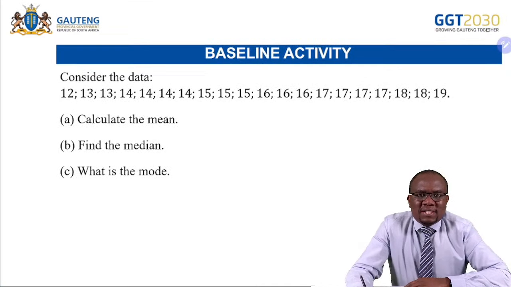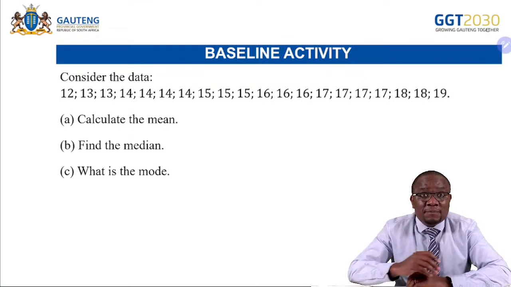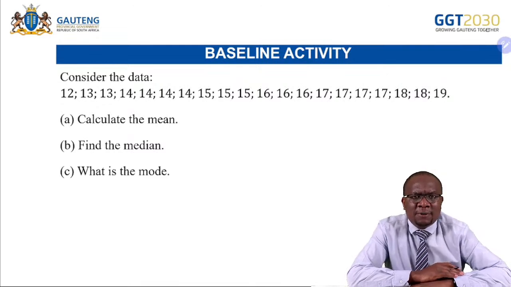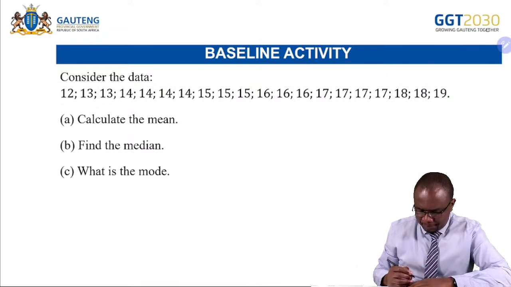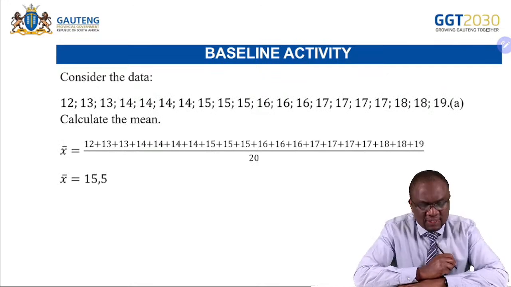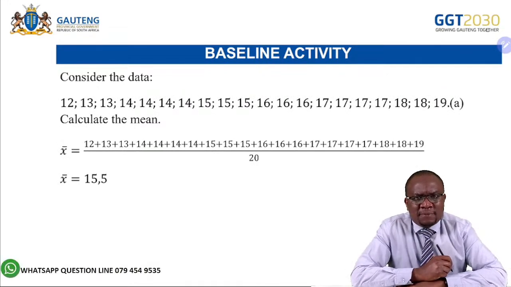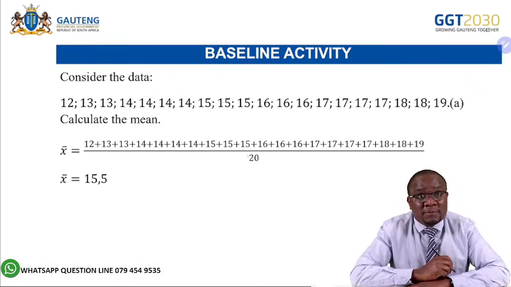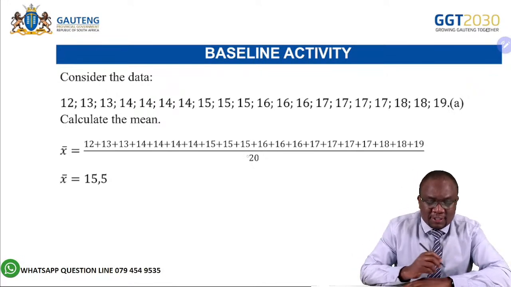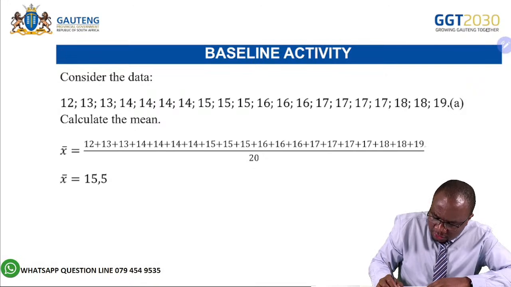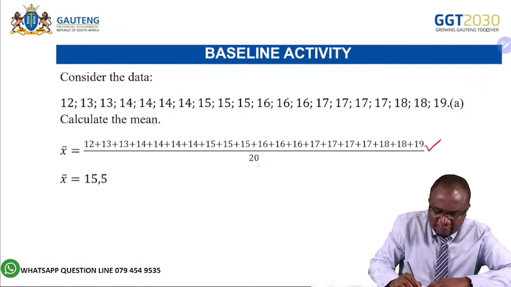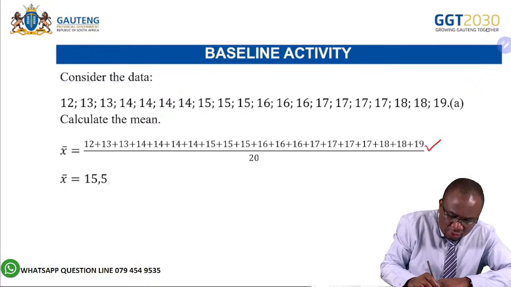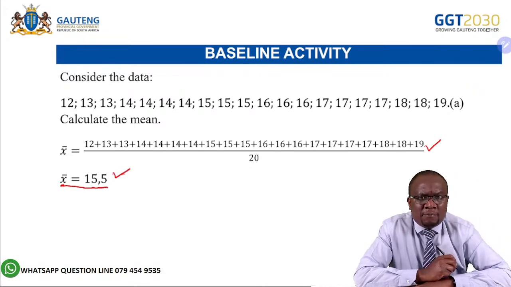Right, welcome back, learners. I really hope you got enough time to do the calculations. Let's mark our work now. The mean: did you add all the data items and divide by the number of data items in the set? If you did that, you did correctly. So we have our mean, which is represented by x bar, and that's 15,5. Can you mark that?